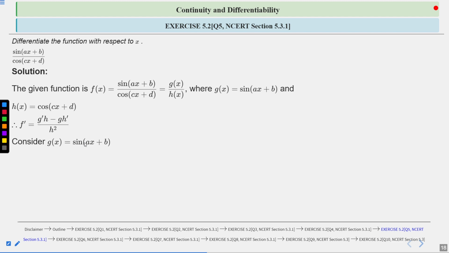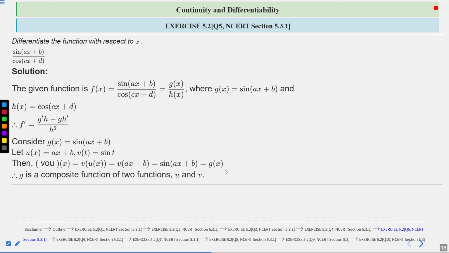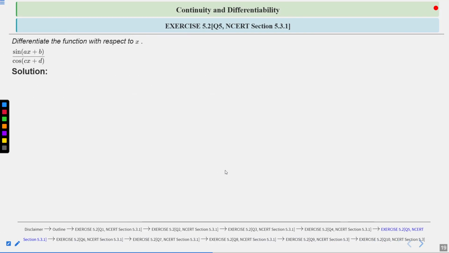So consider g(x) equal to sine ax plus b. Let u(x) be ax plus b and v(t) be sine t. Then v of u(x) equals v of ax plus b, which is sine ax plus b, which is equal to g(x). Therefore, g is a composite function of two functions u and v. Now put t equal to u(x), which is ax plus b.